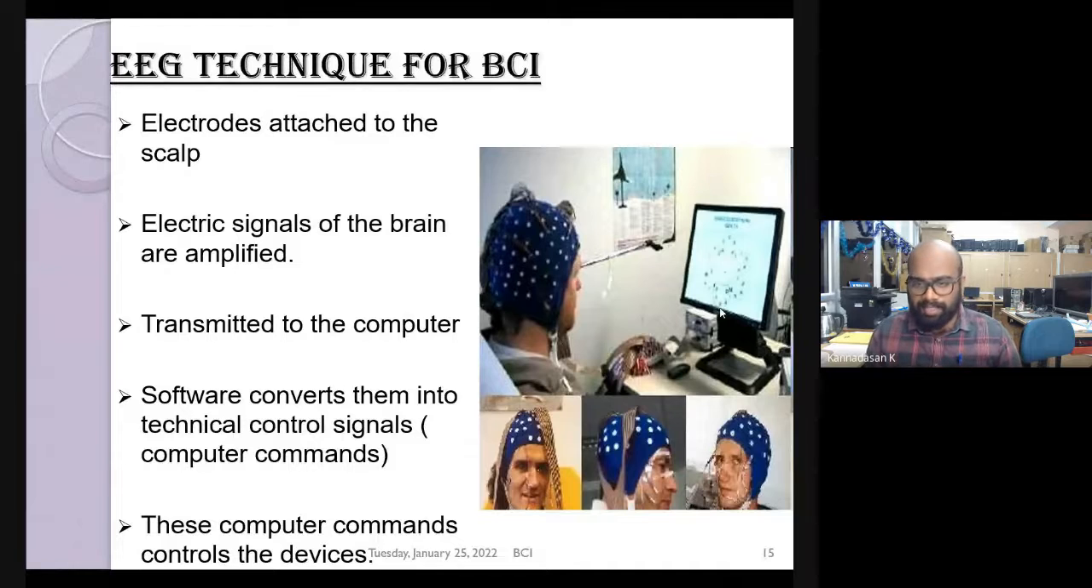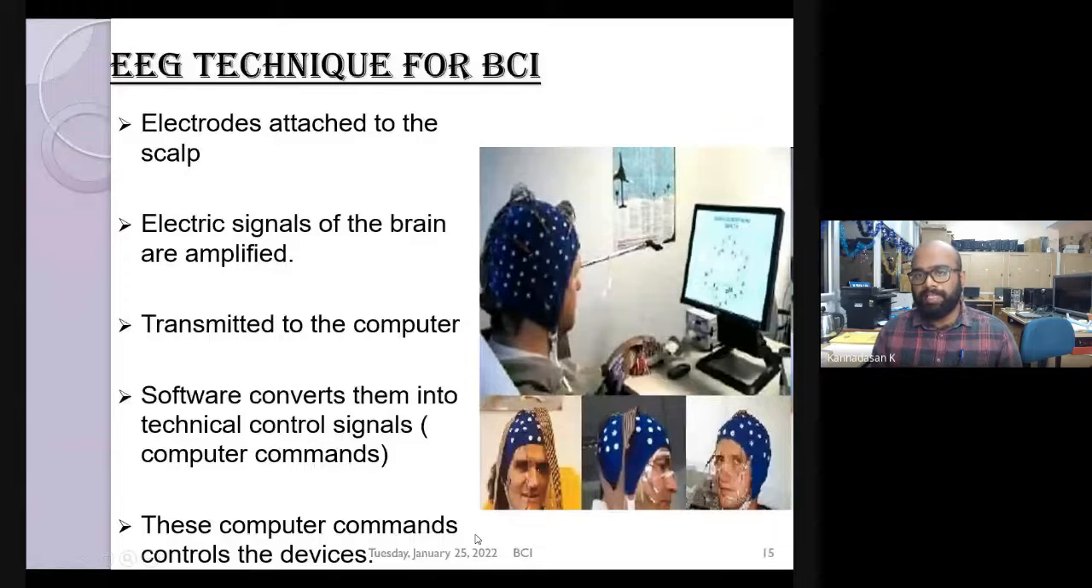Electrical signals of the brain are amplified. Of course, the electrical signal we get from the brain will be attenuated and very low in strength, so we have to amplify the signal. That is the second step. Then it is transmitted to the computer, and the software converts them into technical control signals. After transmitting to the computer, we do pre-processing, some sort of processing. Then we give the computer some commands, and these computer commands control the devices.